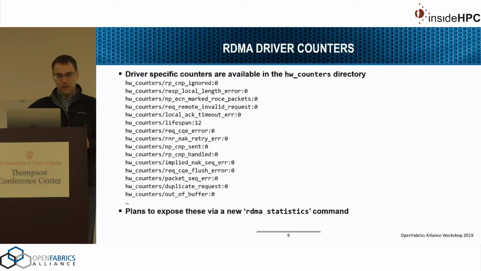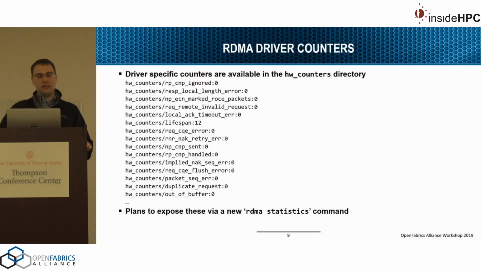So you can see there's a variety of error counters. In fact, I think a big number of them tend to be error counters. And of course, the error counters indicate something that's definitively gone wrong and probably needs to be investigated. And we're starting to talk about making specifically these counters come out with the RDMA statistics command. And these counters do not have the problem that the previous ones did about the resetting.